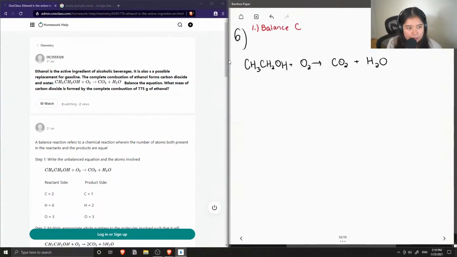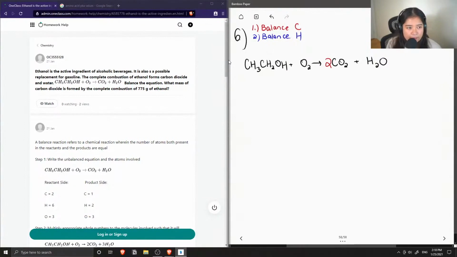So if we look at our reaction, you'll see that there are 2 carbons on our reactant side and only 1 on our product side. So we just need to put a coefficient of 2 in front of CO2. Now I like to balance my hydrogens next, because oxygen is both in CO2 and in water. So we only want to do it once instead of having to redo all our coefficients. That's why I balance hydrogens next.